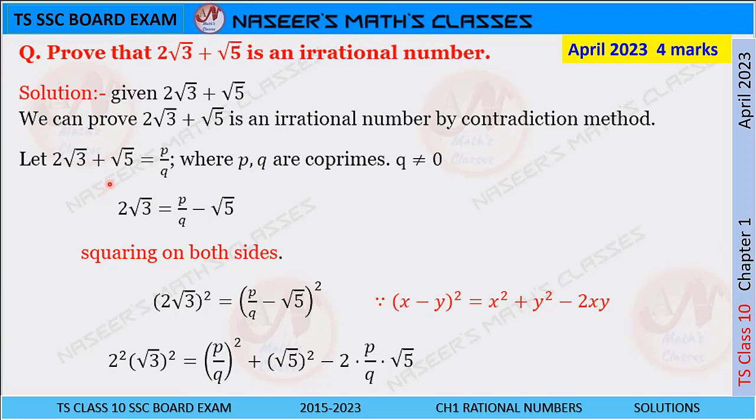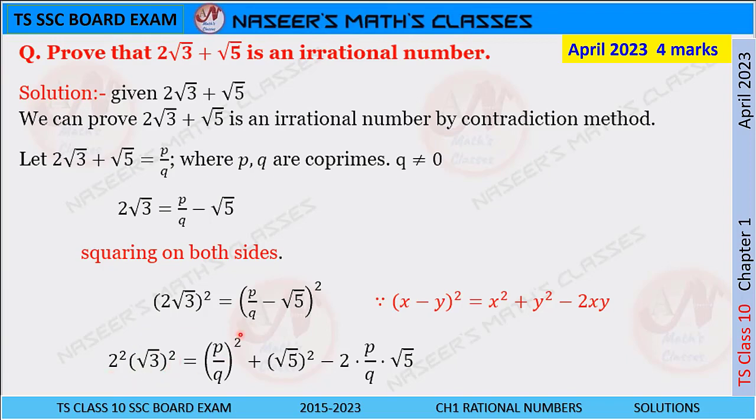Next, we transpose root 5 from LHS to RHS. Then we can write it as 2 root 3 is equal to p by q minus root 5. Next, we square on both sides. Then we can write 2 root 3 whole square is equal to p by q minus root 5 whole square. Here, in LHS, we can write it as 2 square times root 3 whole square.